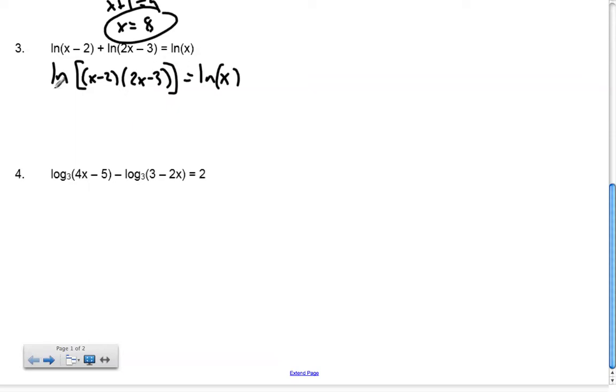Well, I actually have a natural log on both sides of the equation and nothing but a natural log on both sides of the equation, so I'm going to just drop the natural logs because I can do that. x minus 2 times 2x minus 3 is equal to x.